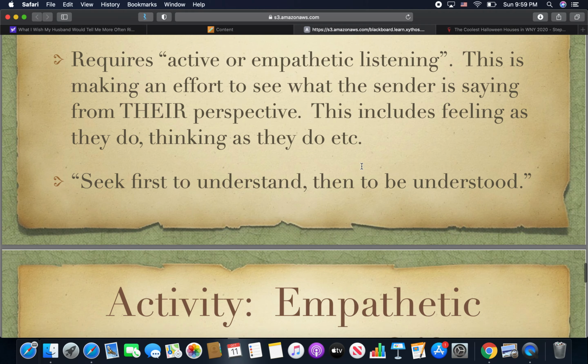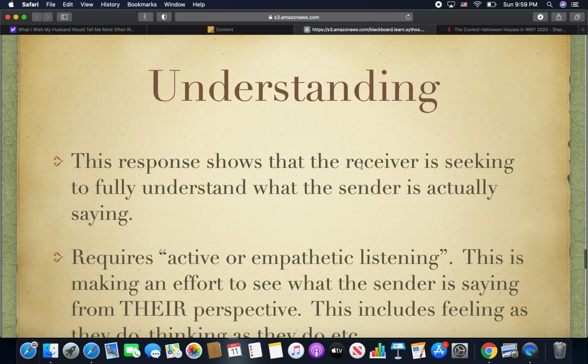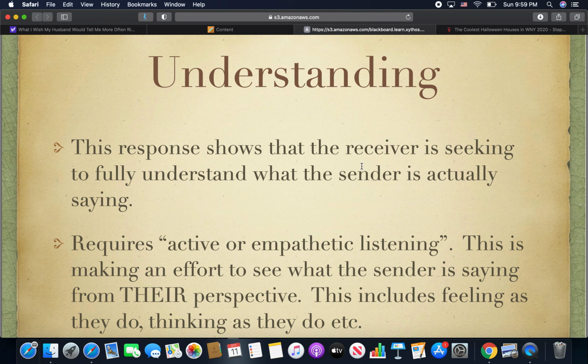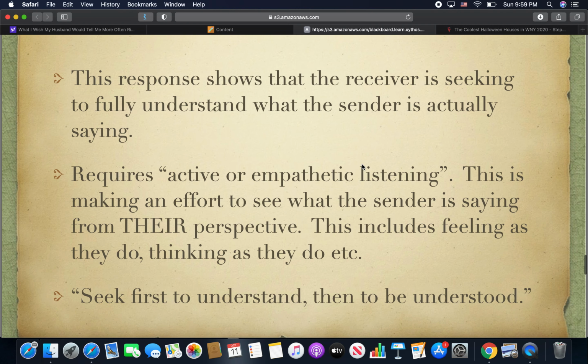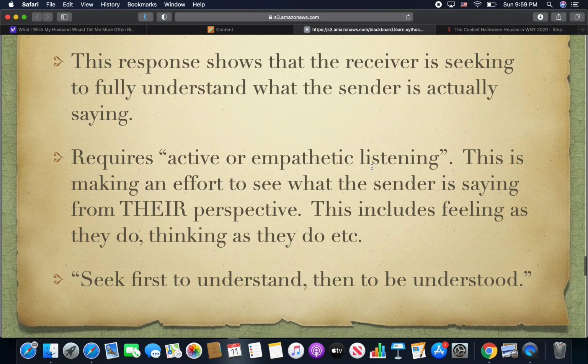Yes, and then the next one is understanding. The understanding response style is where you want to seek more information to make sure that you are fully understanding what is being said. And if you look at the bottom here, there's a quote that best summarizes the understanding listener: seek first to understand and then to be understood. This is really important, especially when you're talking about active or empathetic listening. And a lot of people struggle with this.